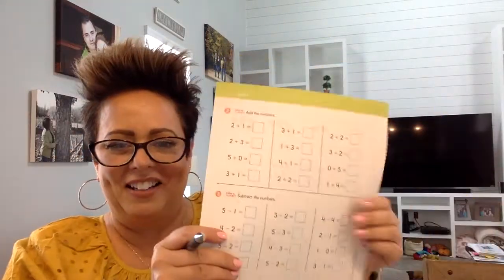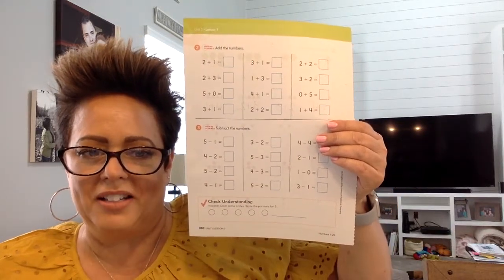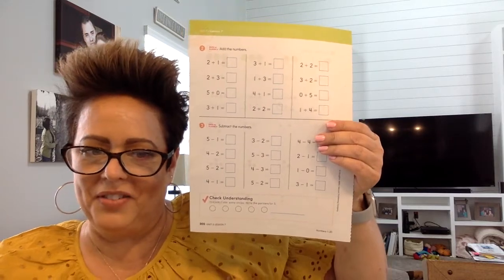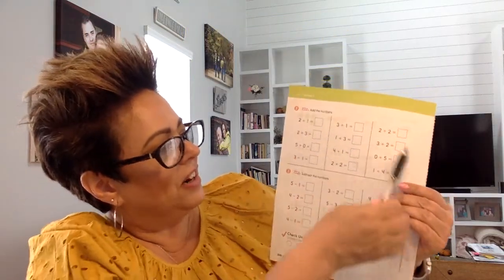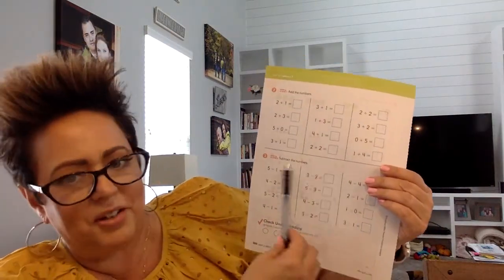Then on the back, you get to do some addition and subtraction. So be careful. All of these up here are addition. All of these down here are subtraction. So the addition ones, you're taking two numbers and putting them together. Subtraction, you're taking one number, and you're taking some away. Okay? You can use your fingers, you can draw pictures, or you can think about it in your brain.